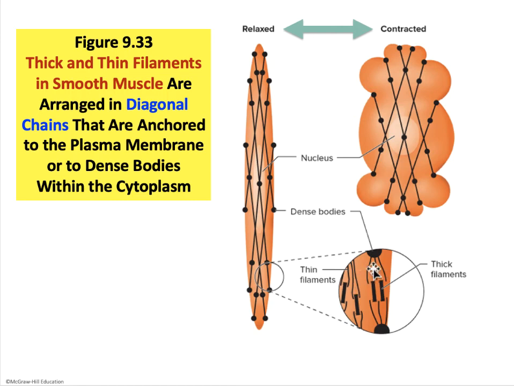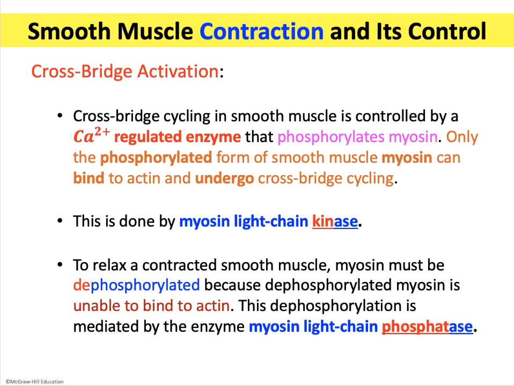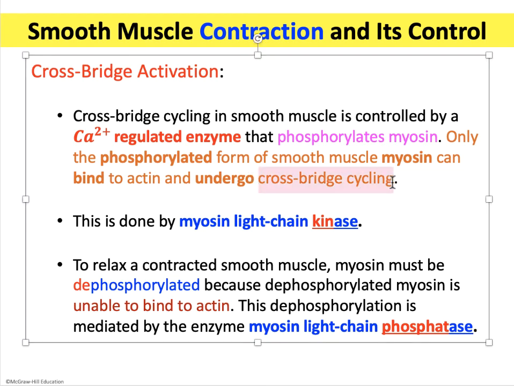The thin filaments are anchored onto the dense bodies, whereas the thick filaments are hovering in between the thin filaments. Smooth muscle cells do undergo cross-bridge cycling in a manner very similar to the ones that we saw in striated muscles. However, the trigger that initiates this process is different. It doesn't require troponin or tropomyosin. In place, it uses an enzyme, and that enzyme is regulated by the concentration of calcium within the cytosol.